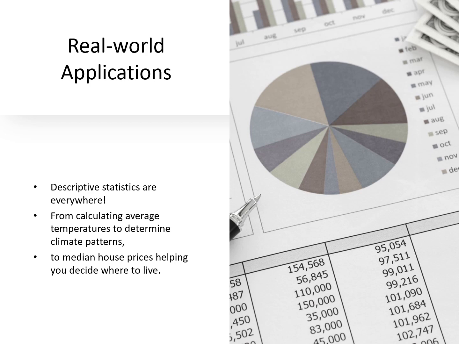Descriptive statistics is everywhere. From calculating average temperature to determining climate patterns and doing weather prediction, we are using descriptive statistics. We use it to calculate median house prices, which helps you decide where you can live and where you can't. So these all are done by the help of maths and descriptive statistics, and that is how we are using it in real world applications and our daily life scenarios.